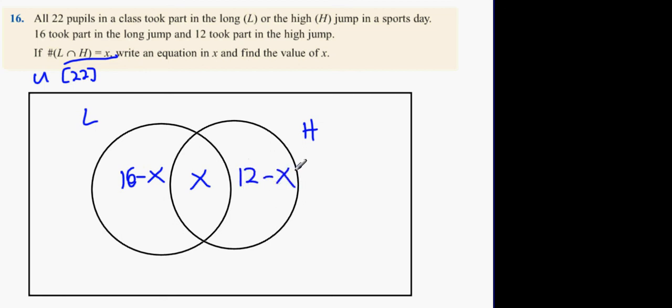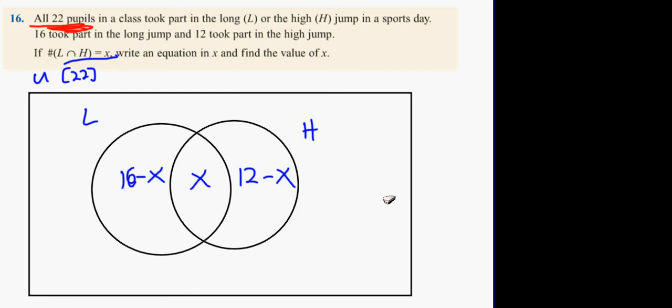Okay. Now, is there anybody on the outside, Orson? How do we know if there's anybody on the outside or not? How do we know no students didn't do any sports? What does it say in the question? All 22 pupils, so everybody did a sport. That means that this here is going to be nothing there.